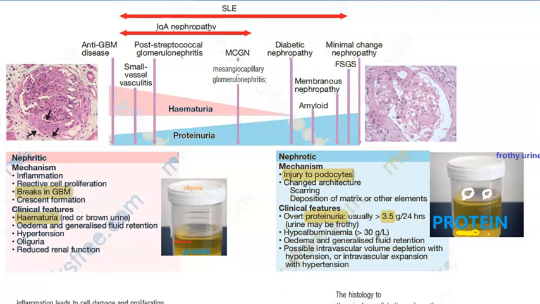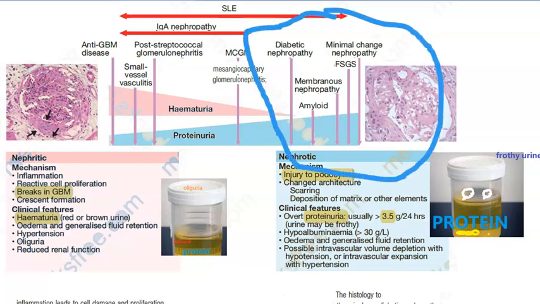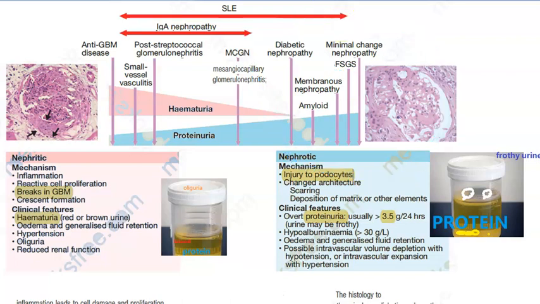Nephrotic happens in diabetic nephropathy, membranous nephropathy, amyloidosis, minimal change nephropathy, focal segmental glomerulosclerosis. These are the causes of nephrotic syndrome. In SLE, you will see everything: nephritic, nephrotic, hematuria, proteinuria, everything. That's why they have written SLE here. Systemic lupus erythematosus, all renal things will be there.